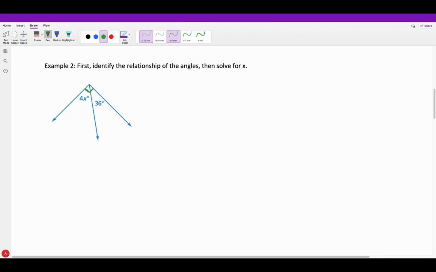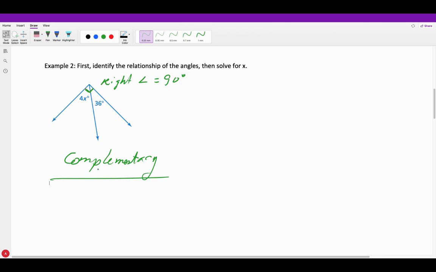Well, when I see this block here, I know that means it is a right angle, and I know that right angles are 90 degrees. So since these two angles are adjacent and they form that right angle, I know that they are complementary. Even though you didn't actually need this video to answer this question, because we did it with the adjacent one and just given that right angle, we know they're complementary, so these two add up to 90 degrees.